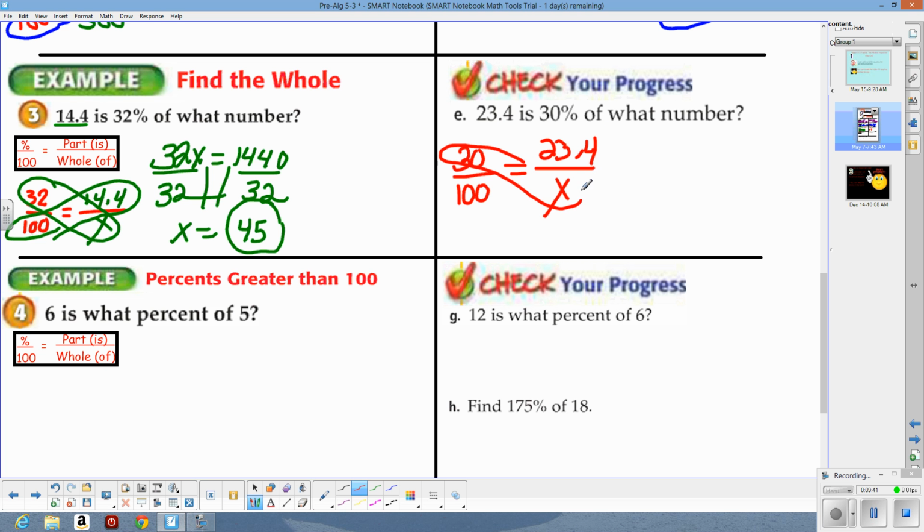Now solve the proportion. 30x equals 100 times 23 and 4 tenths. That's going to be 2,340. Now we're going to go ahead and divide both sides by 30. We end up with 78.